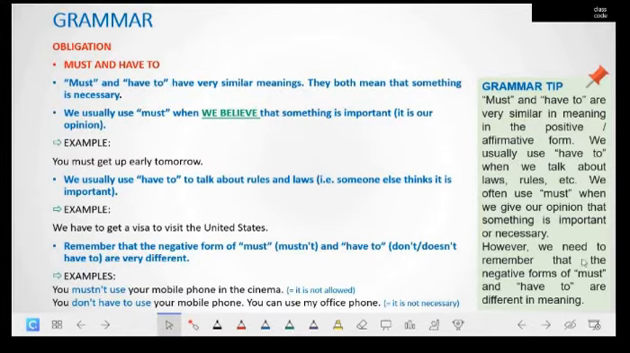However, we need to remember that the negative forms of must and have to are different in meaning. As we said, the last two examples in this slide. So when we say you mustn't use a mobile phone in the cinema, this is what we believe. This is our belief. But sorry, when it comes to the negative form, it means that it is not allowed. But if you use the negative form with have to, then it means it is not necessary. So they are different.